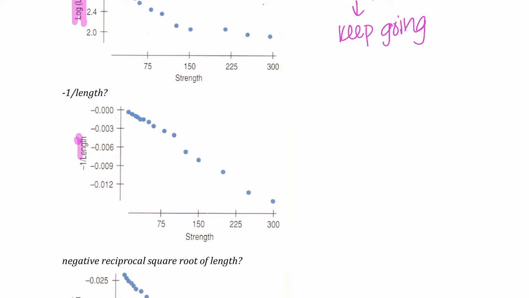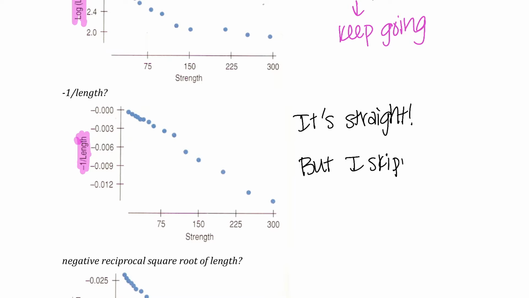Next, we're doing -1 over the length. So this is a reciprocal. Looks good, right? But I got a little too excited and I skipped a step on the ladder. Let's go back and see what that would look like.